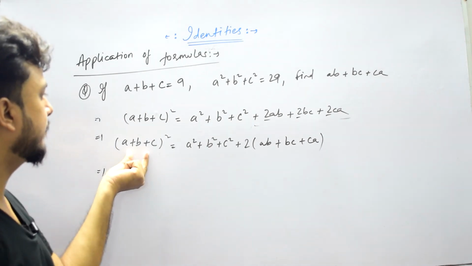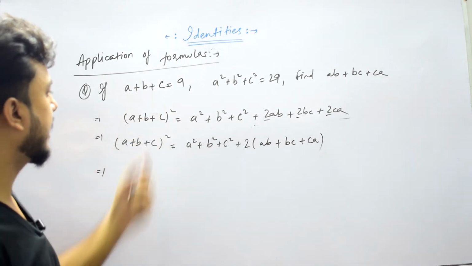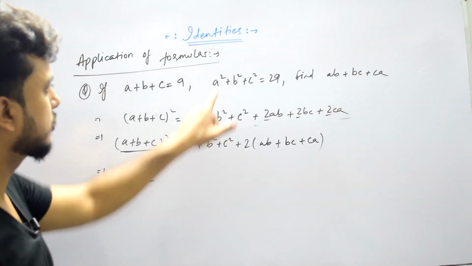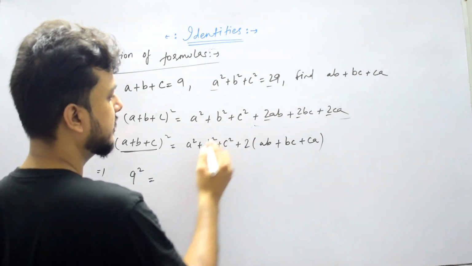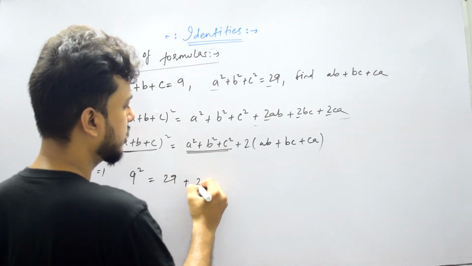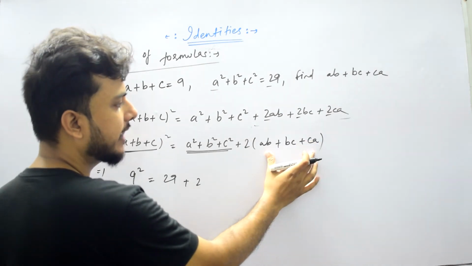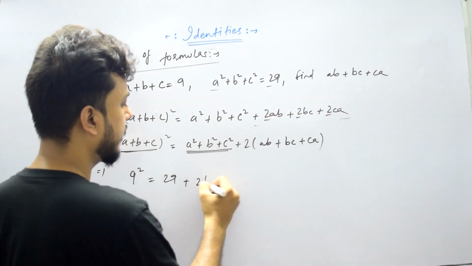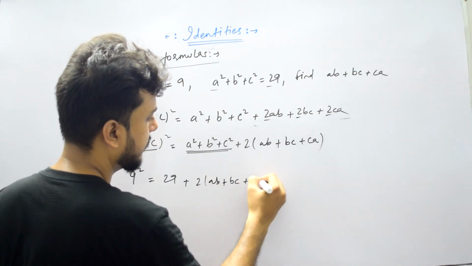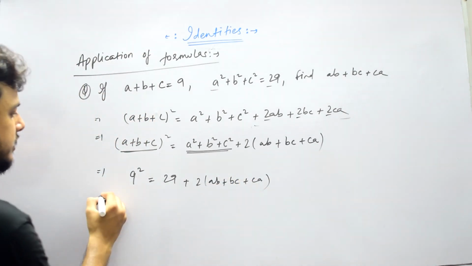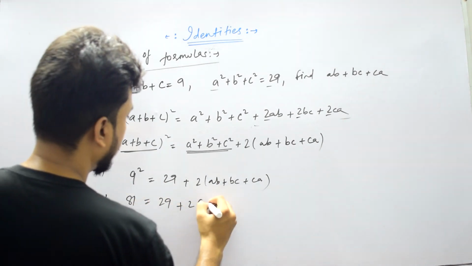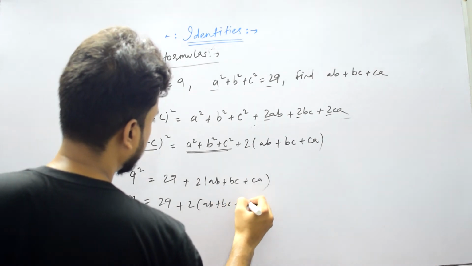Now you can see that a + b + c is given, it is 9. So instead of this we have to write 9². Also you can see that a² + b² + c² is 29. So for these three terms we write 29 plus 2, and then we leave this one as it is, because this is the thing which we have to find, that is ab + bc + ca. Now we have to solve it. So this is 81 = 29 + 2(ab + bc + ca).